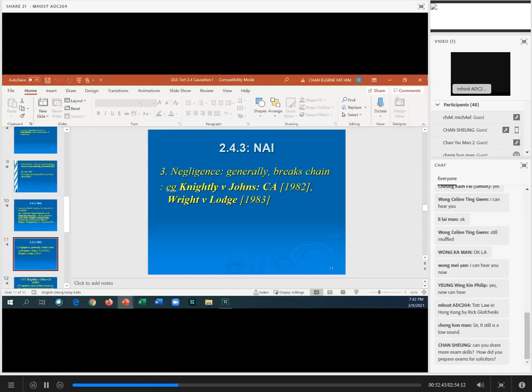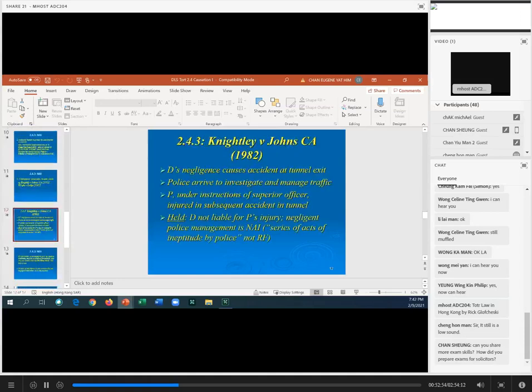So let's go through Knightley and Johns. I'm going to go through it in a little bit of detail because this is the leading case on novus actus interveniens. And the facts are interesting in that a car was driving through a one-way tunnel. And I emphasize a one-way tunnel. In Hong Kong we have a lot of tunnels, and every time I was driving through a tunnel, I said, I hope I make it to the other end.